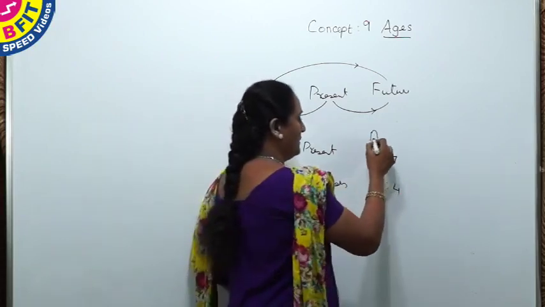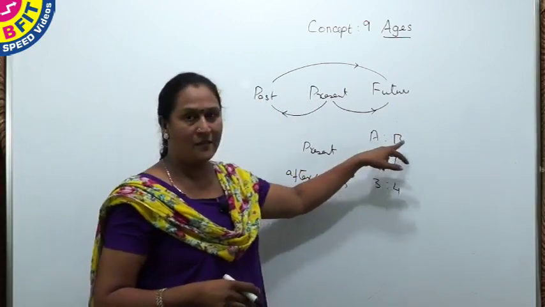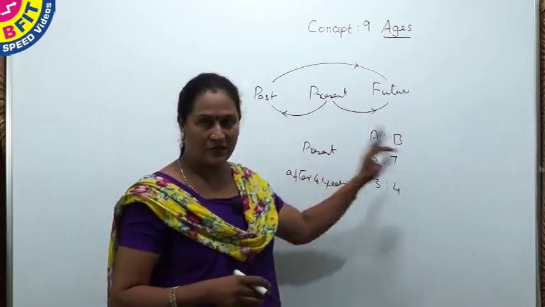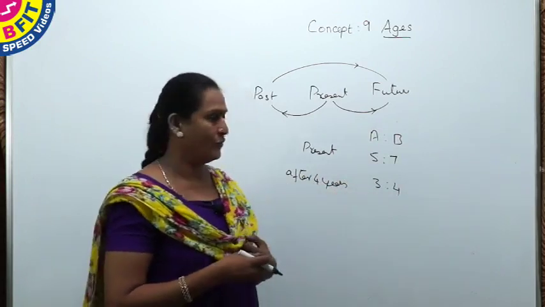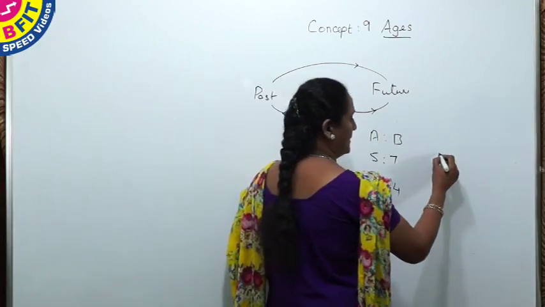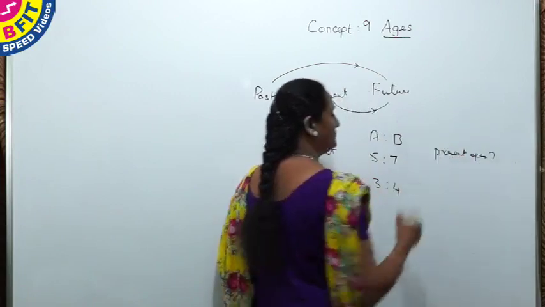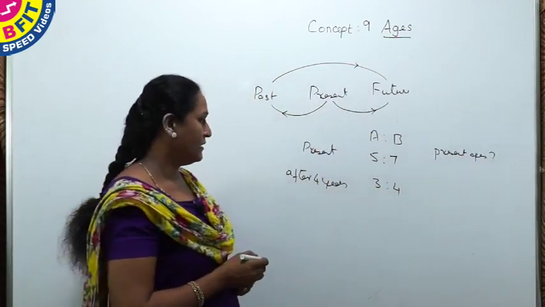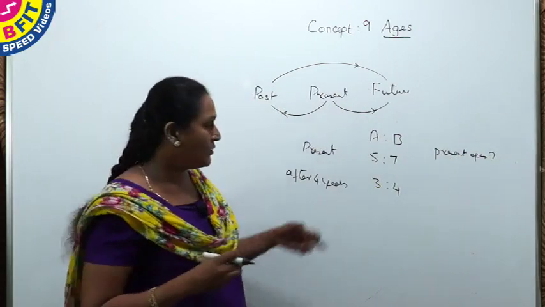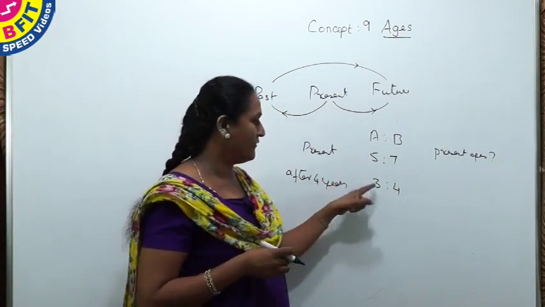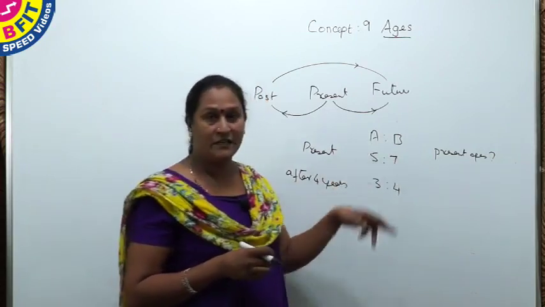So for A and B, here I have briefed the question. A and B, present ages are in the ratio 5:7. After 4 years, their ages will be in the ratio 3:4. Find their present ages. Using the smiley pattern you can work it out, but before working you check with the ratios. Here 5 and 3, so it is decreased by 2. Here 7 and 4, it is decreased by 3.